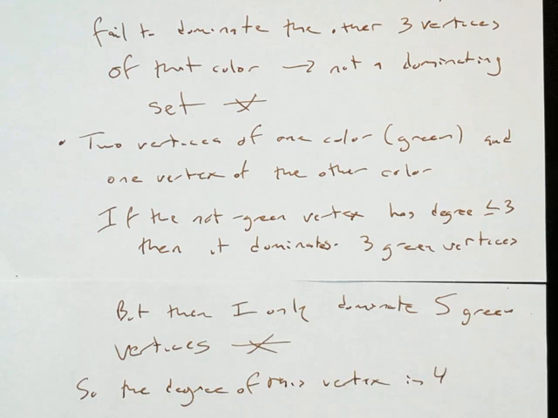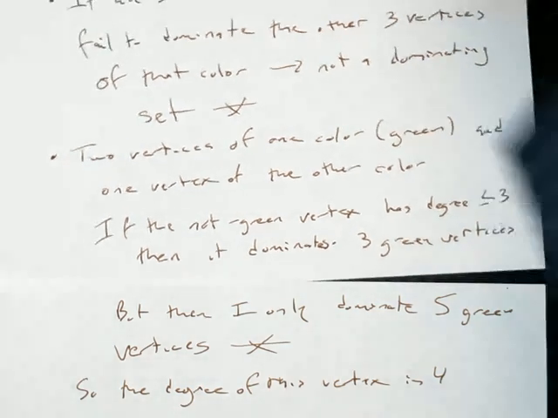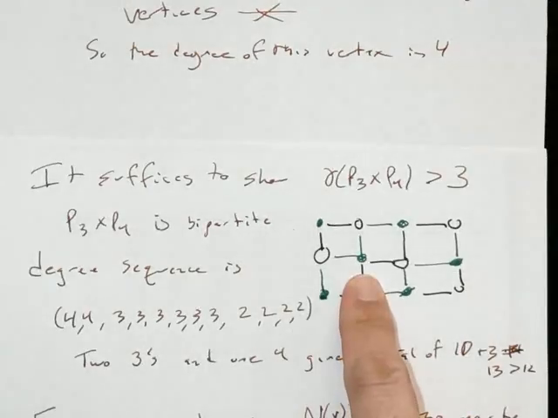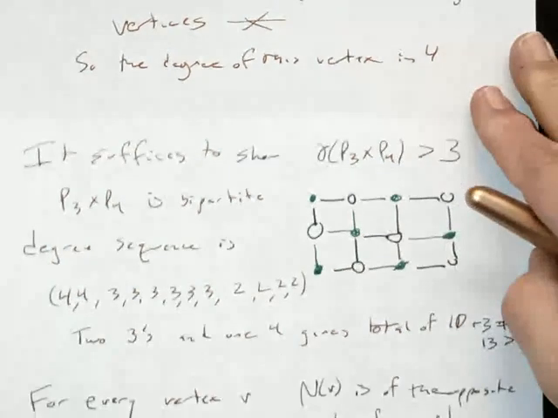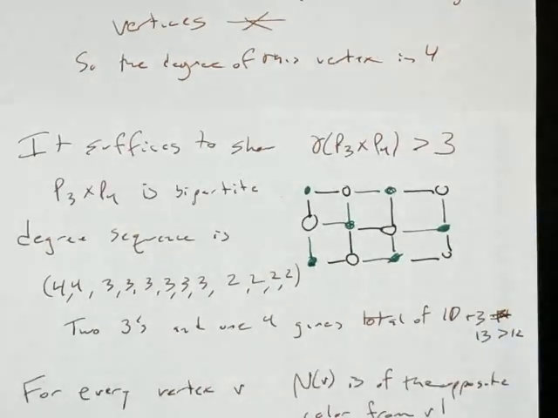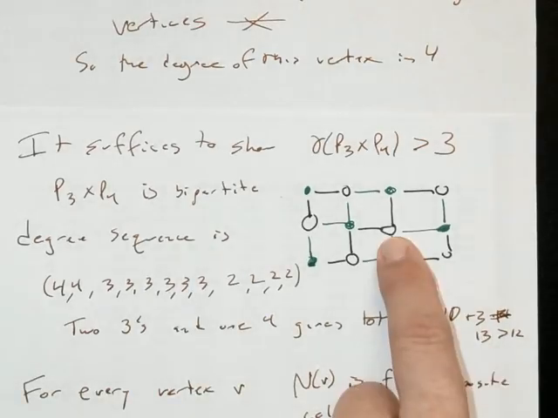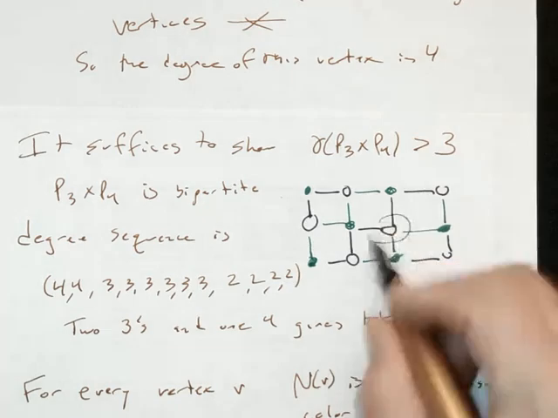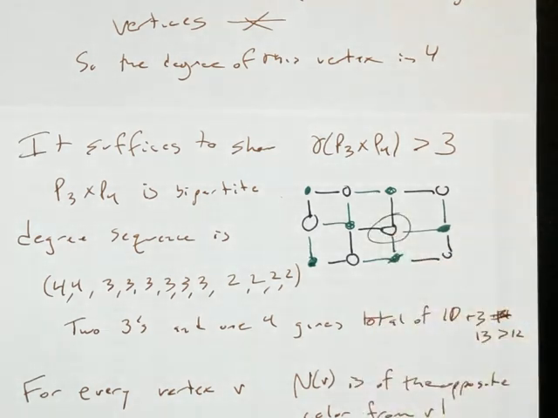Wait a minute. Go back and look at the picture. There is only one vertex of degree 4 that is green. That one. And there's only one degree 4 vertex that's not green. We just said the not green vertex has to have degree 4. This one is officially part of my set. So far, so good?